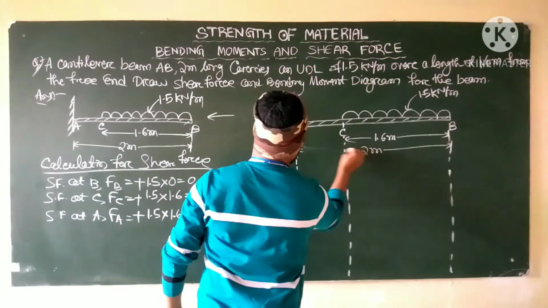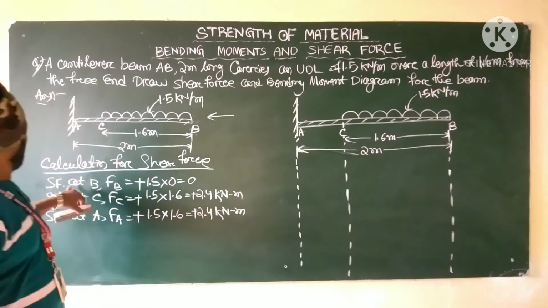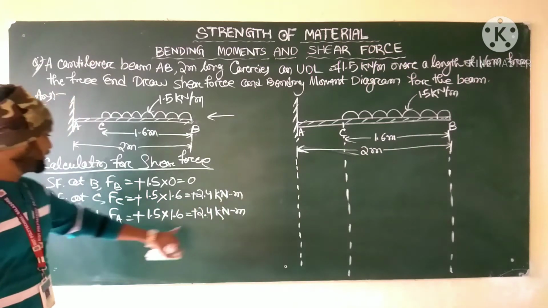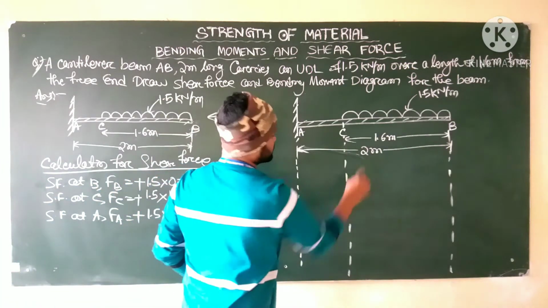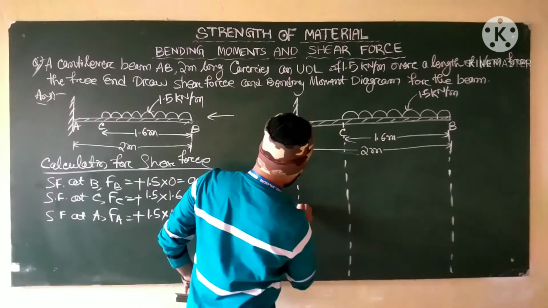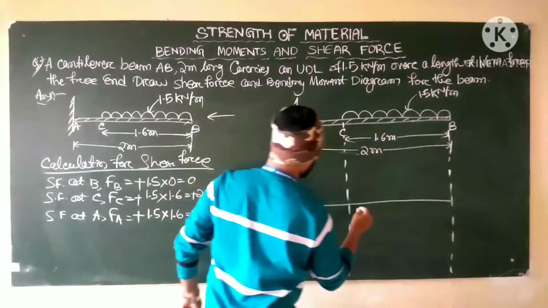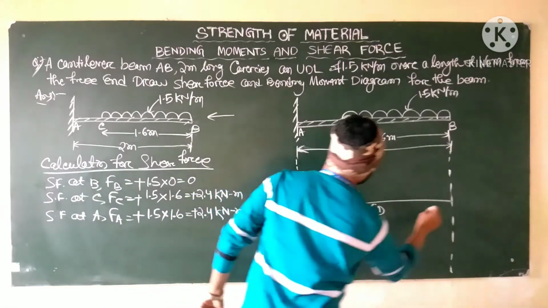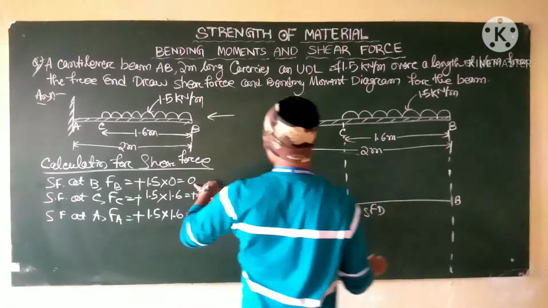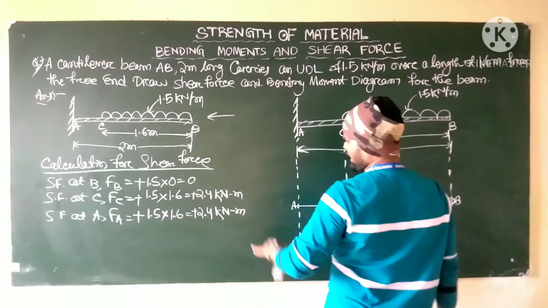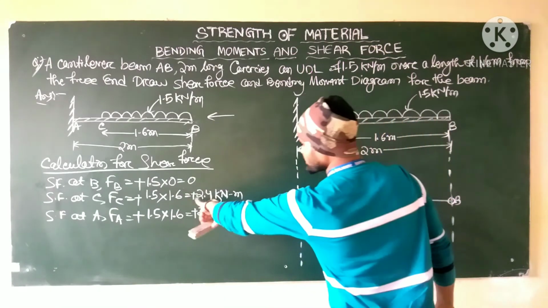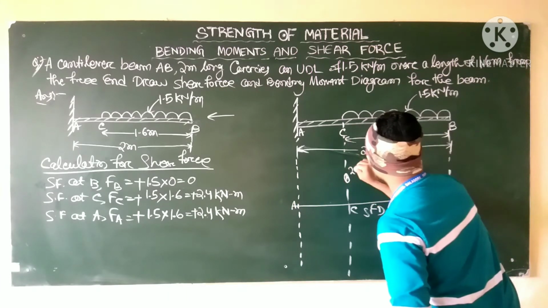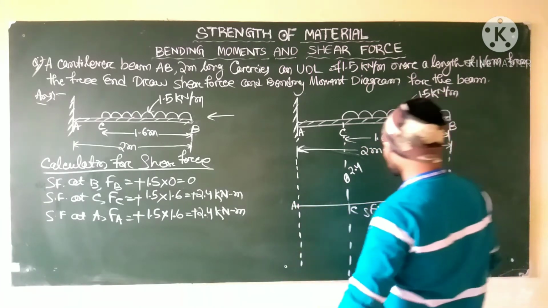Now we'll see. At B it is 0. At C it is plus 2.4. At A it is plus 2.4. So that means above the baseline. So if it is a baseline for shear force diagram, B, C and A. At the point B, the value is 0. At point C it will be plus 2.4. That means here like that 2.4. At point A it is also same 2.4.